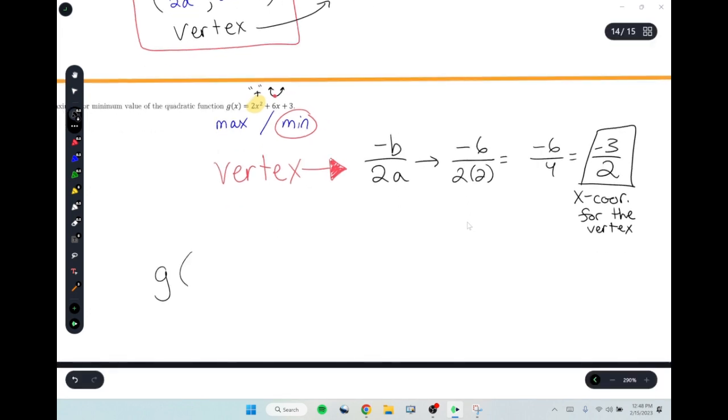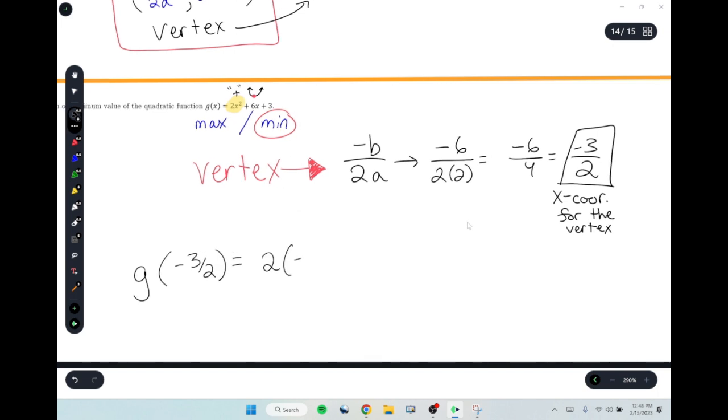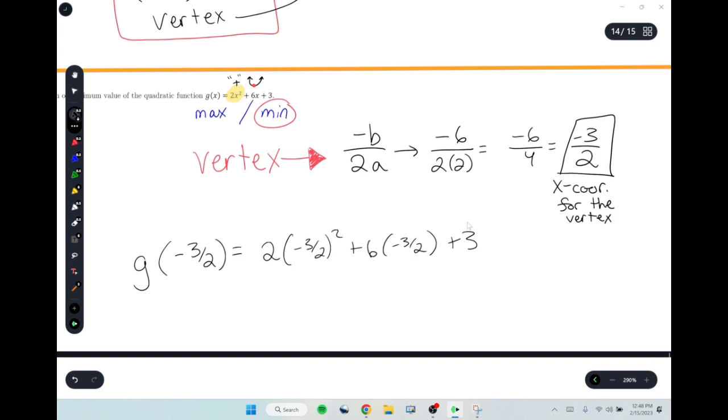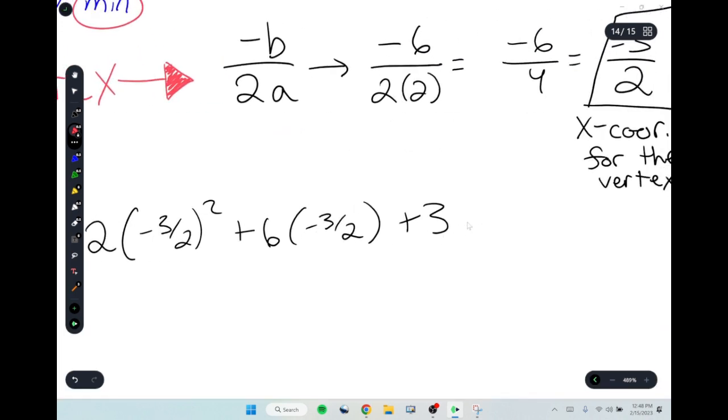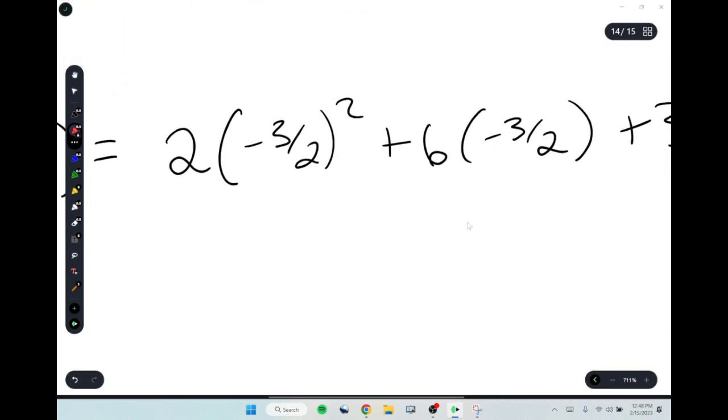So g of negative 3 over 2 equals 2 times negative 3 over 2 squared plus 6 times negative 3 over 2 plus 3. Just plug it in to where you see the x. That's plug and chug, that's day one. That's that machine diagram, that input output, that domain range. Let's take an x, turn it into a y. And now we have to do the other stuff that we never taught in this class. We just assumed you knew how to do, and we'll just keep reviewing it forever.